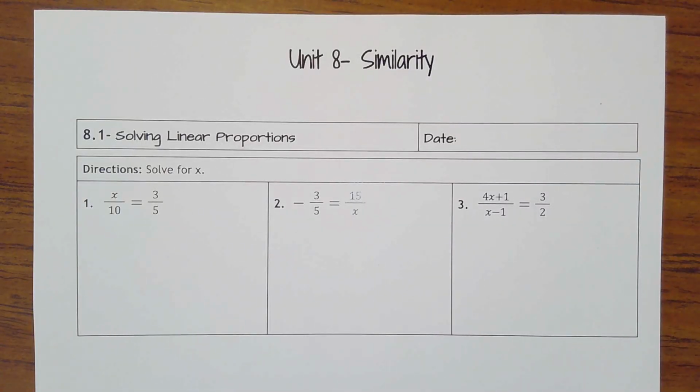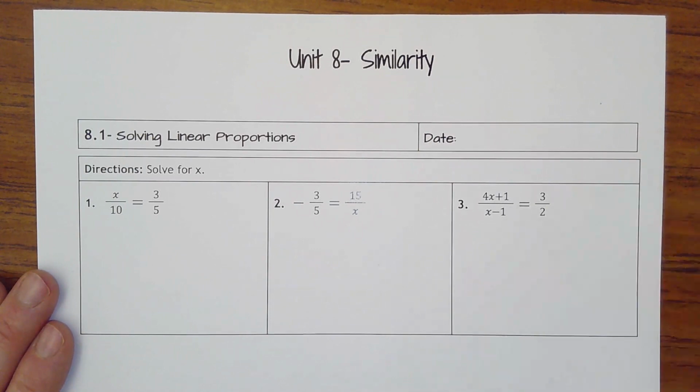This is just focusing on similarity, which we already talked about, the difference between congruence and similarity. Congruence means two figures are exactly the same shape and size, versus if figures are similar to each other, they're proportionate. So we're going to start out with 8.1, solving linear proportions, meaning you'll just have an x. We'll get to ones where we have an x squared.